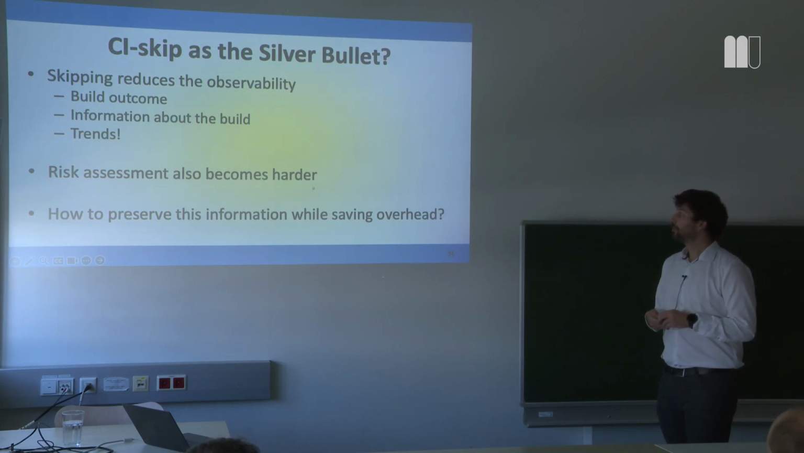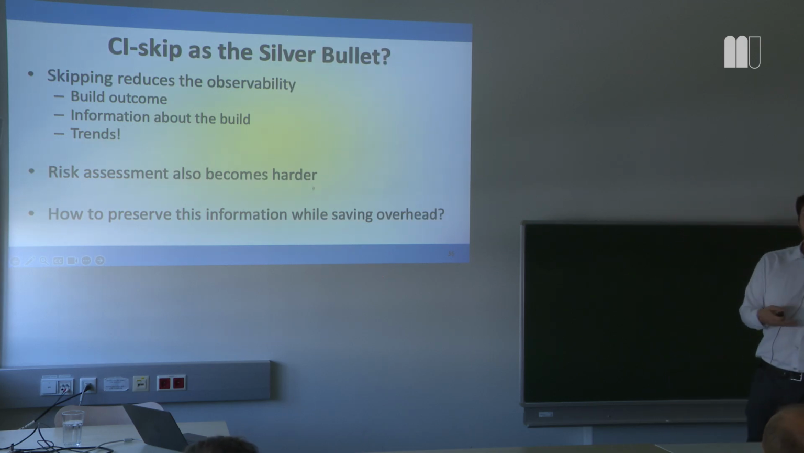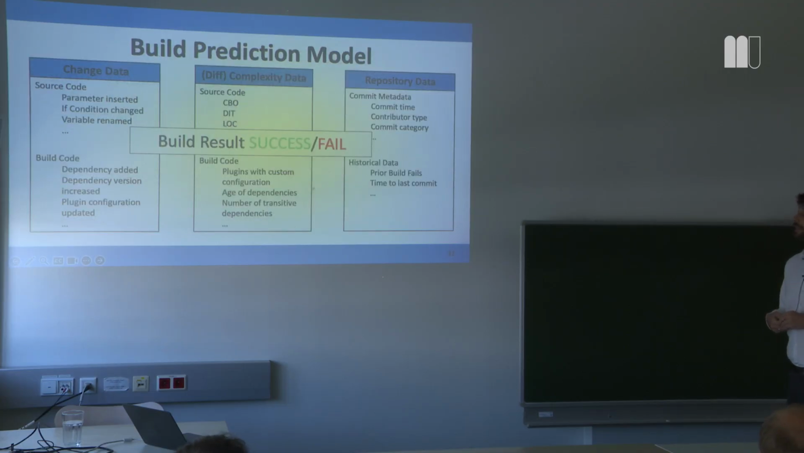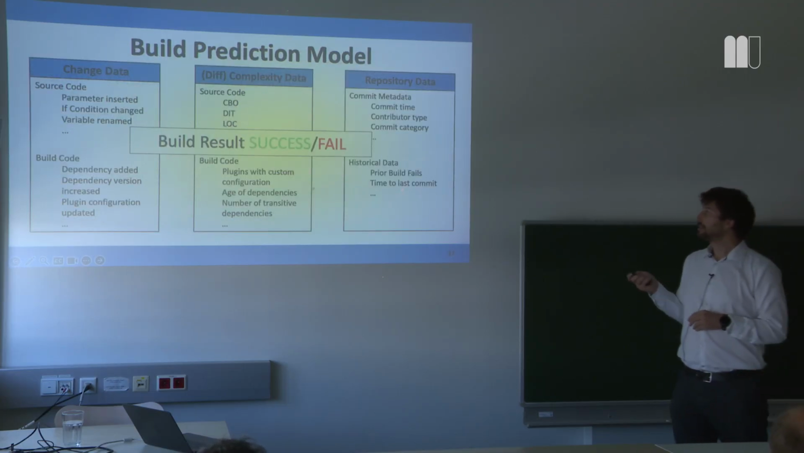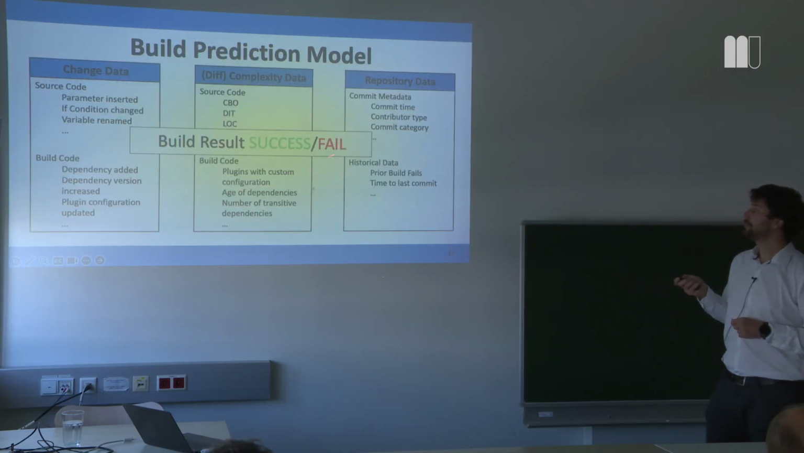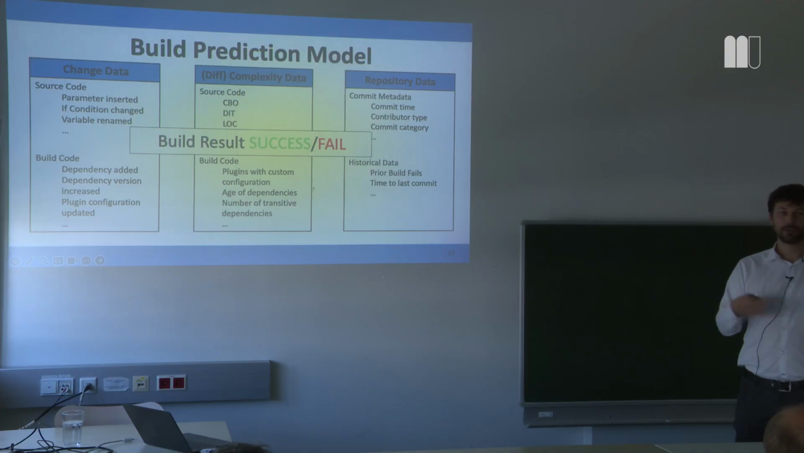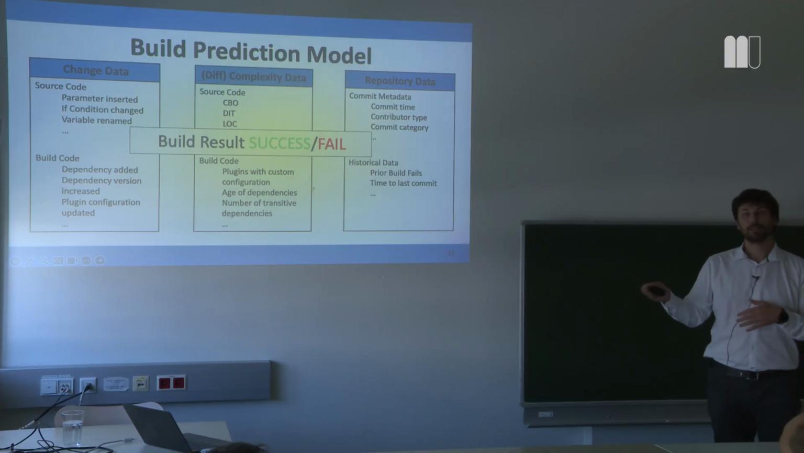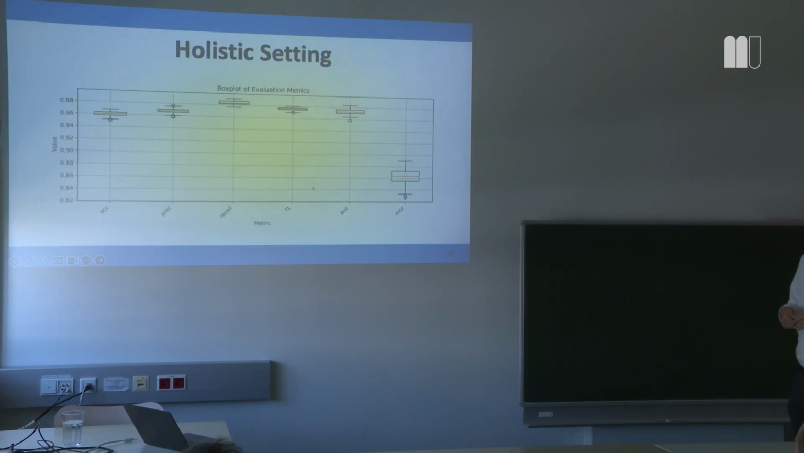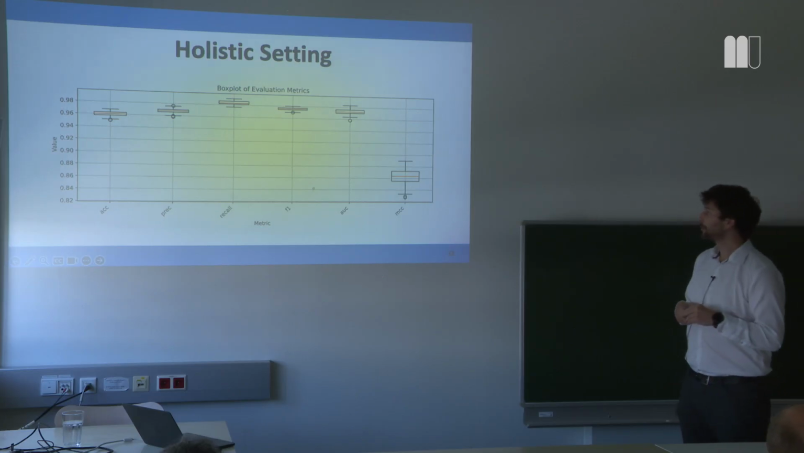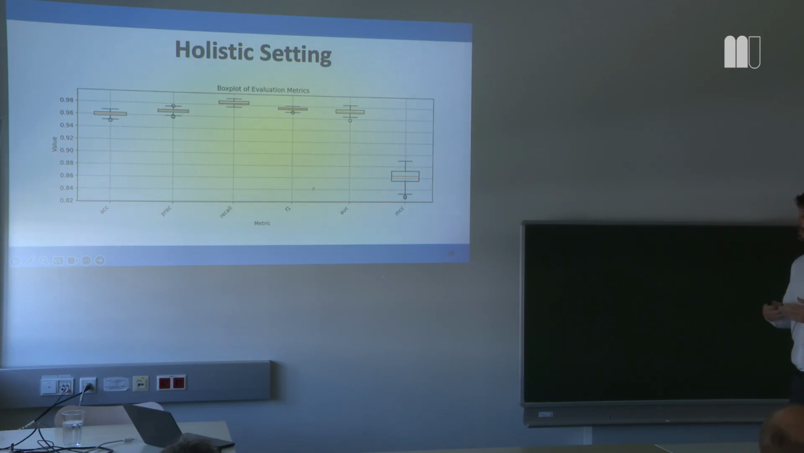So we set out to also preserve this information, at least partly, with prediction models, and this turned out to be something. Same model, but what we now predict is not only whether we should skip or not, but the actual outcome of the build. So instead of asking should we run the build or not, what would be the expected outcome of this? And also here, some preliminary results, because we do not have an accepted paper, it's just submitted. We are quite okay with that.